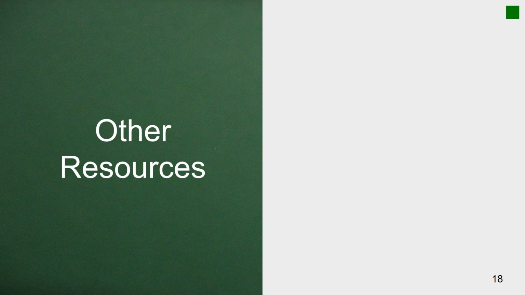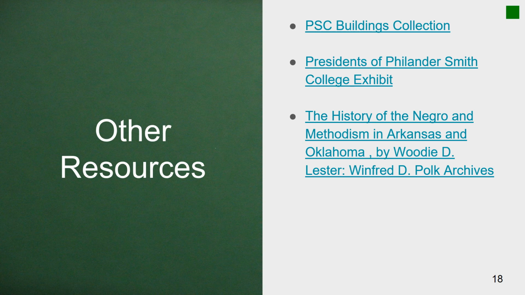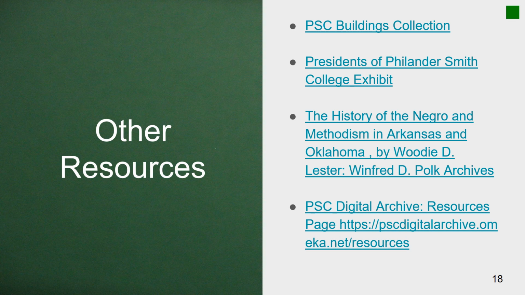You can also go to our digital collection site and view the PSC Buildings collection and the Presidents of Philander Smith College exhibit. On the Winifred D. Polk archives, they've also digitized Woody D. Lester's History of the Negro and Methodism in Arkansas and Oklahoma. And this text includes sections on Philander Smith College. And if you'd like to find out more local and regional sources of primary source materials, be sure to check out the resources page on the digital archive as well.